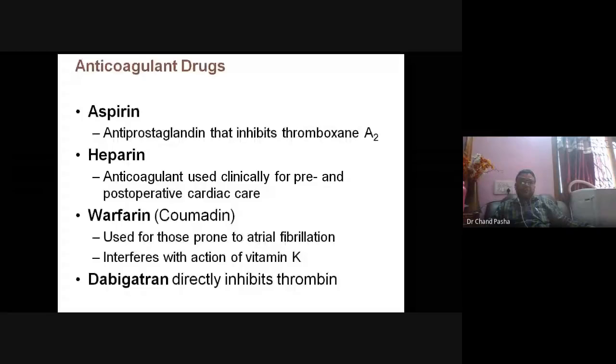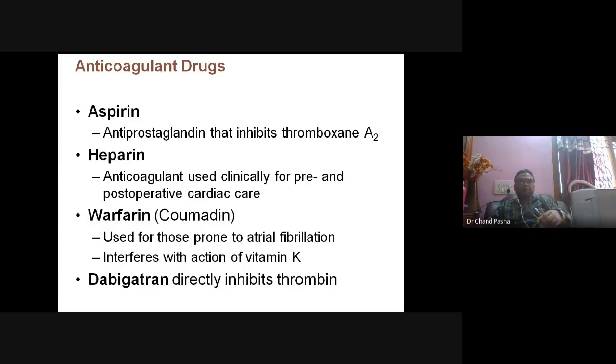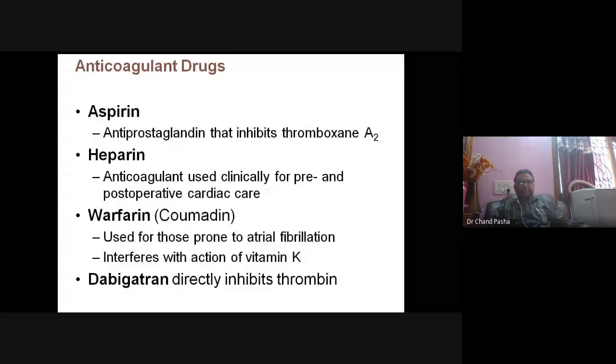Warfarin interferes with the action of vitamin K, so the major four clotting protein factors will be inhibited by warfarin. And dabigatran directly inhibits thrombin formation, so it is more effective. As it goes from up to down, efficiency increases. But aspirin is generally preferred because it is cheap and does not have many side effects.